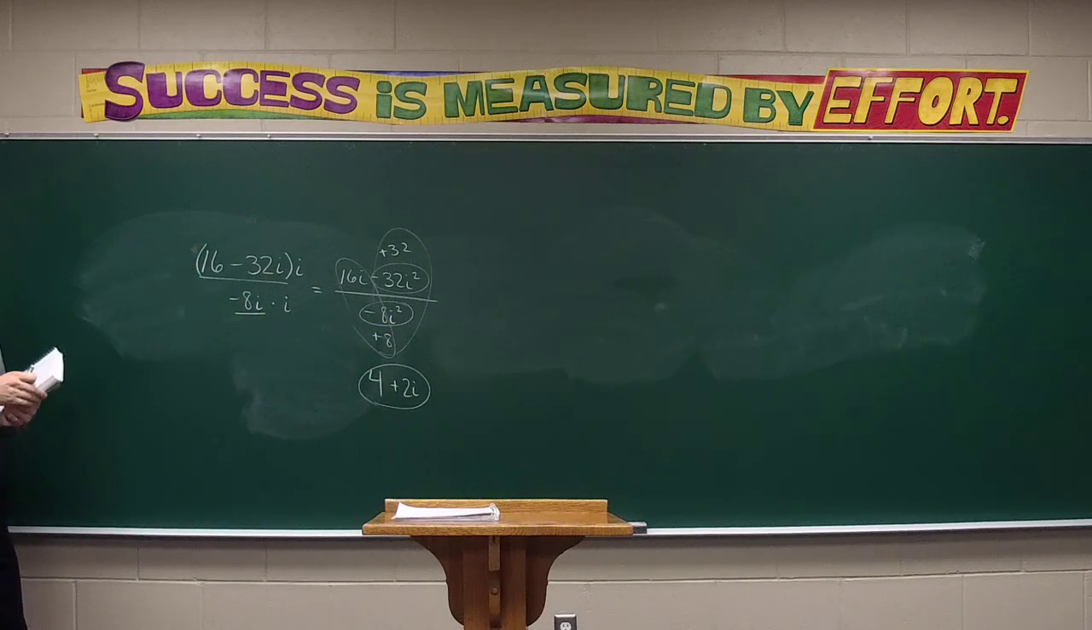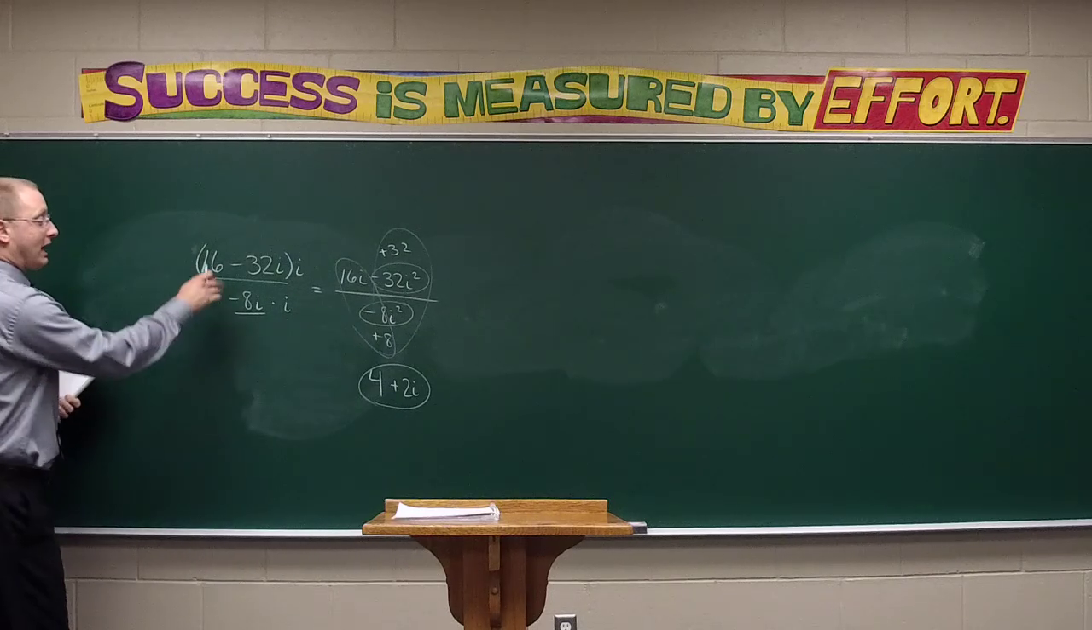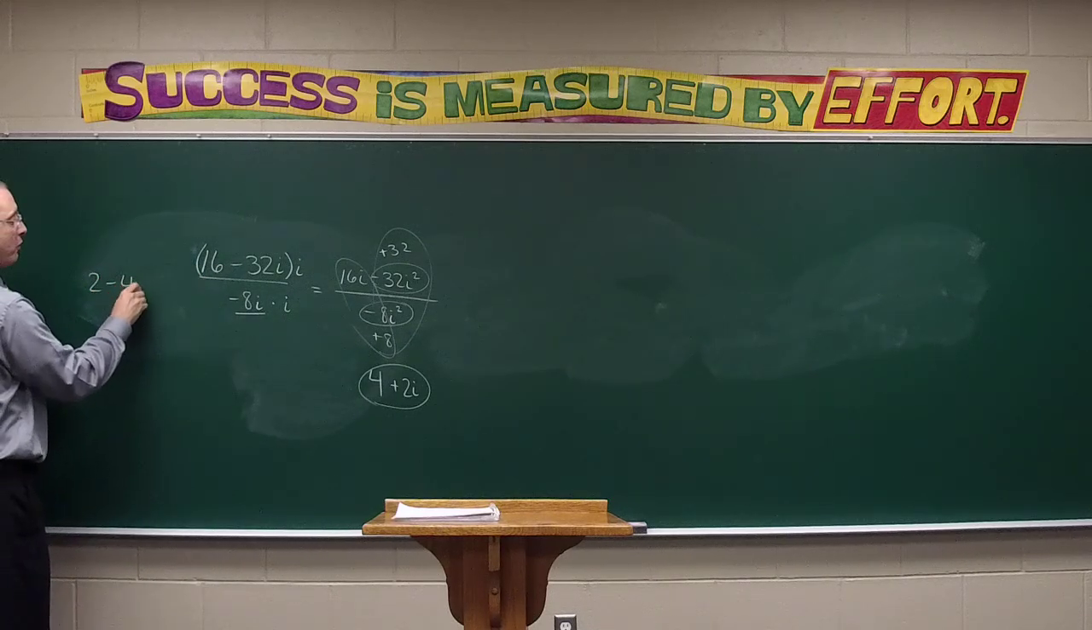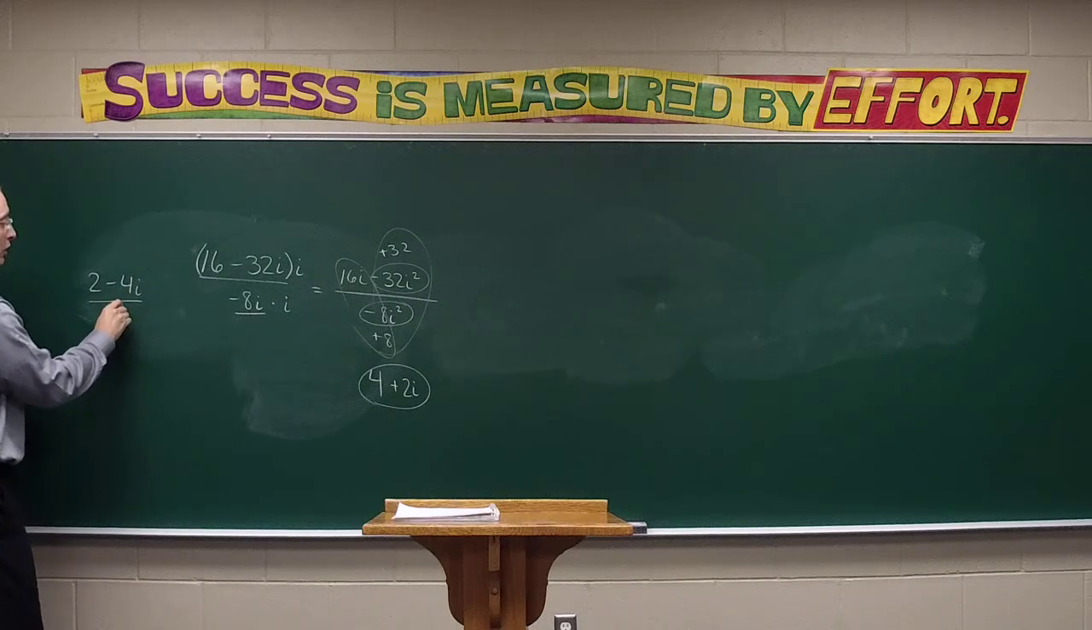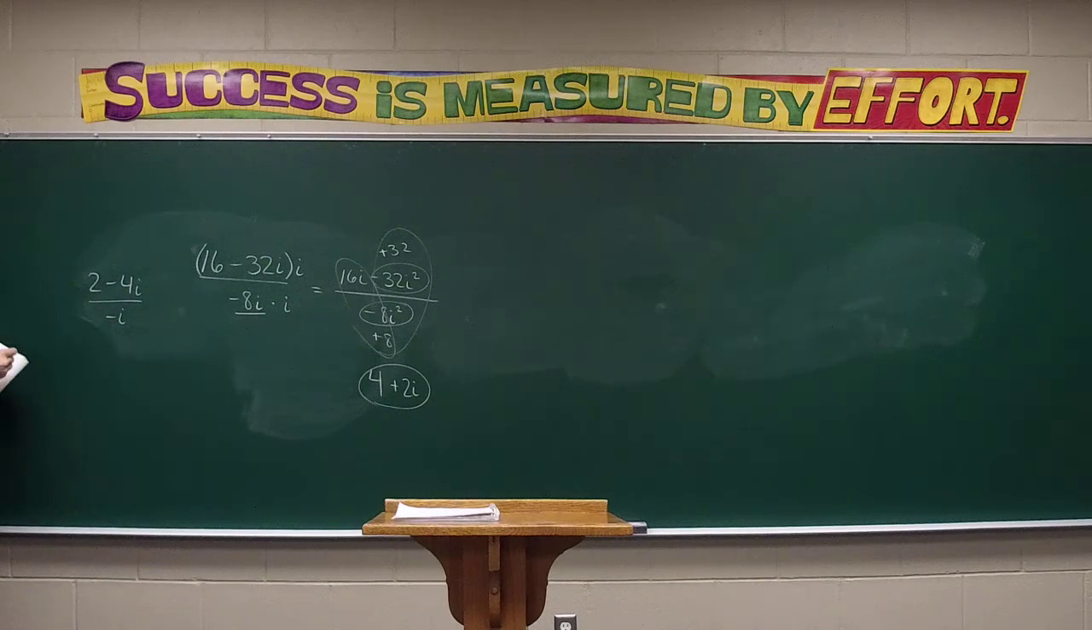Question? Yes, ma'am. I took the 8 out of everything. Okay, so you started by knocking the 8 out to get a 2, negative 4i, all over negative i. Nothing wrong with that at all. Again, we do have to take care of the i, though. I actually like that. Let's get it out of the way and deal with smaller numbers. And then you could multiply the i.